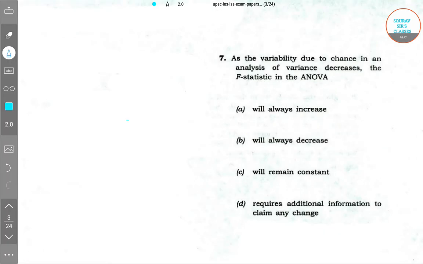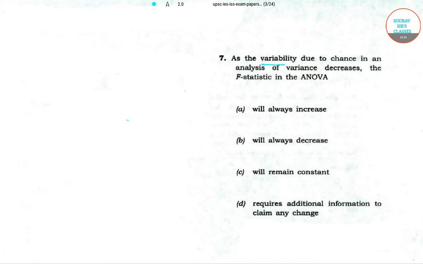The next question is, as the variability due to chance in an analysis of variance decreases, the F statistic in the ANOVA: option A, will always increase; option B, will always decrease; option C, will remain constant; and option D, requires additional information to claim any change.